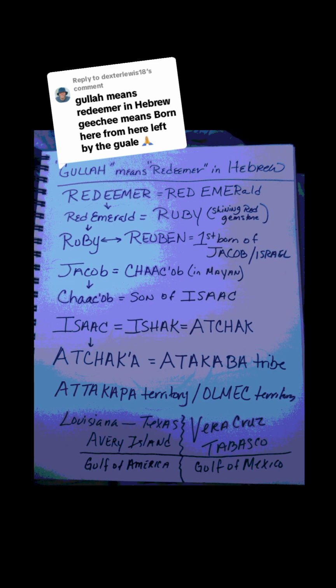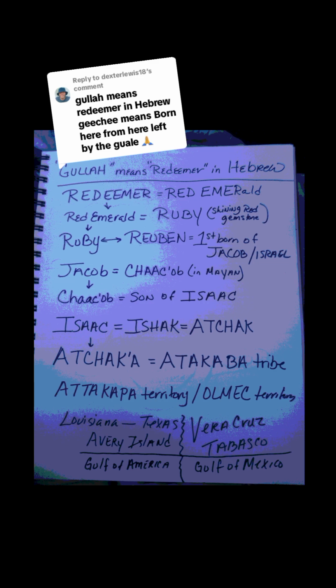And Jacob is a word to speak of Jacob, the Mayan term, Jacob. And Jacob was the son of Isaac. And Isaac was, in the Choctaw term, Ishak. And Ishak was originally starting with an A, and that was Achak. And Achaka is a person from the Achakaba tribe.